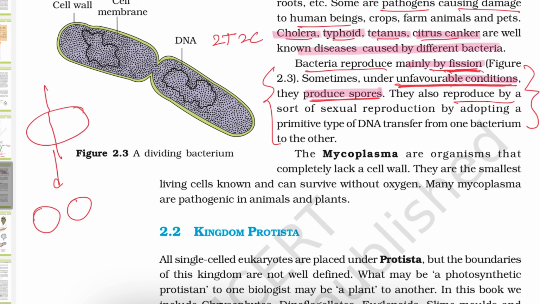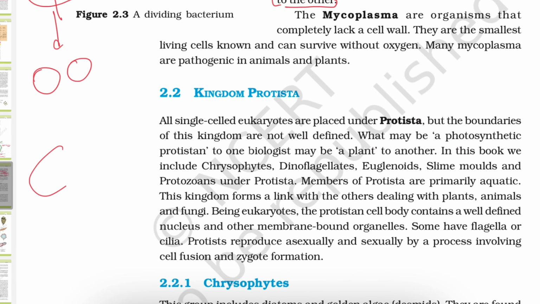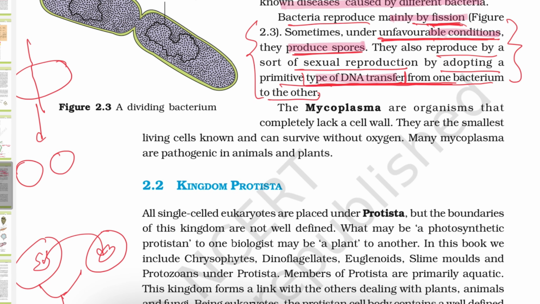Now they also reproduce by a sort of sexual reproduction. Bacteria also perform sexual reproduction by adopting a primitive type of DNA transfer from one bacterium to the other. This is a very critical topic because summarizing it in a single line is very difficult. Simply understand, this is one bacterium, this is another bacterium. They transfer their DNA from one to the other. This is called sexual reproduction, which is a type of DNA transfer, and asexual means simple fission as well as spore production in case of unfavorable conditions.